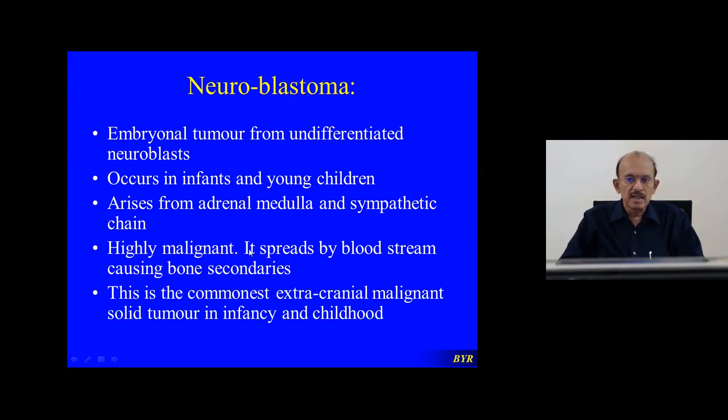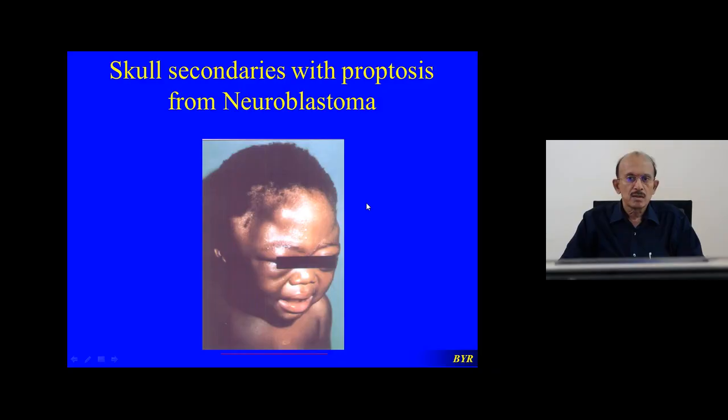They are highly malignant. They spread by bloodstream, causing bone secondaries. This is the commonest extracranial malignant solid tumor in infancy and childhood. Spontaneous remission may occur sometimes. So this is a child with a mass in the lumbar region, along with multiple swellings on the skull bone due to the secondaries.